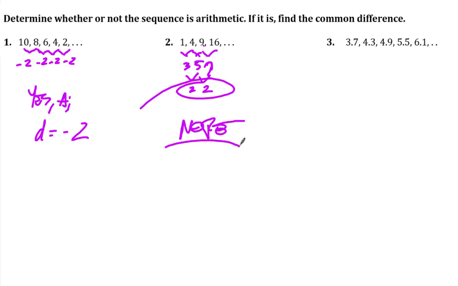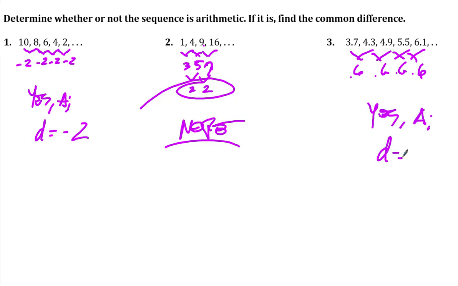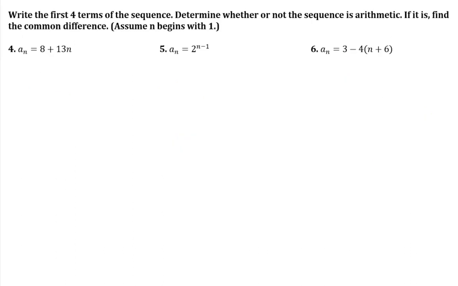Not arithmetic. And this one, 4.3 minus 3.7 is 0.6, 0.6, 0.6, 0.6. Yay, it is arithmetic. And the common difference is 0.6. Okay, on these we write the first 4 terms of the sequence and determine whether or not it's arithmetic.